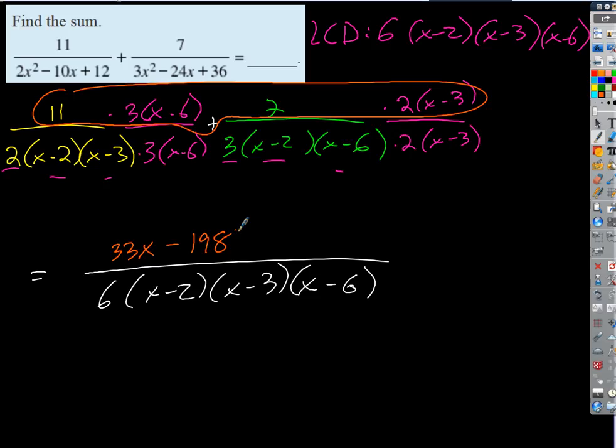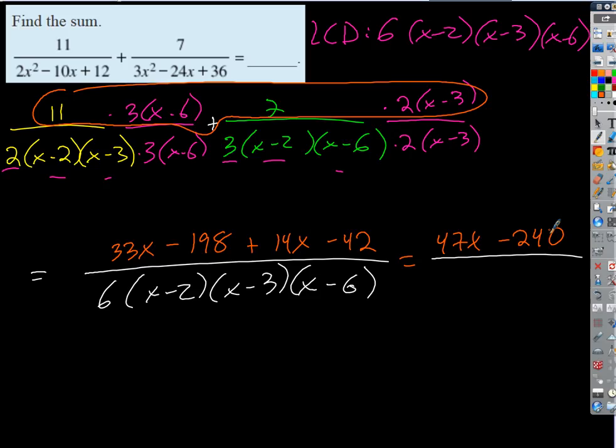Right? Plus, what about over here? 7 times 2 is 14 times the quantity x minus 3, 14x minus 42. And so then our answer would just be whatever we get on top simplified. So 33x plus 14x, what is that, it's 47x. Minus 198, minus 42, negative 240.